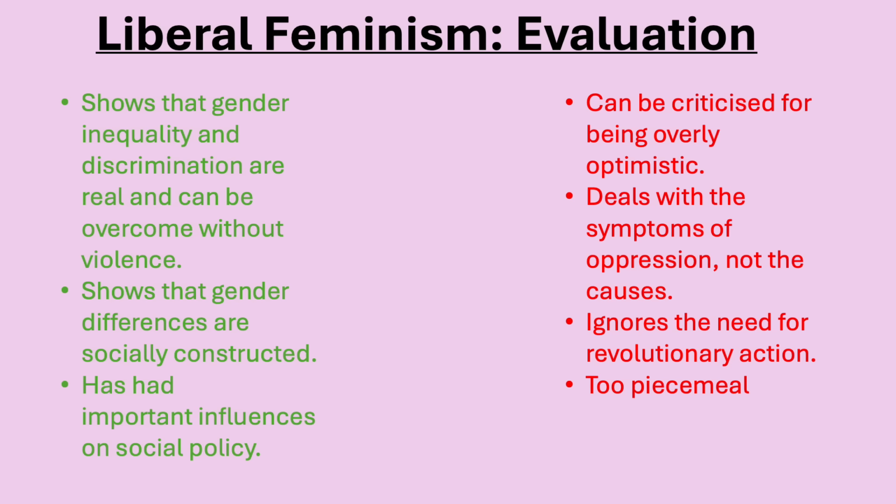However, liberal feminism can be criticised for being overly optimistic, and it deals with the symptoms of oppression and not the causes. So basically, the implementation of laws might help things, but it doesn't cure it. So therefore, it also ignores the need for a revolutionary action, that we actually need to change the system altogether. And arguably, it's too piecemeal. So yes, we do have changes under the law which are helpful, but the argument is that actually it's taking too long.